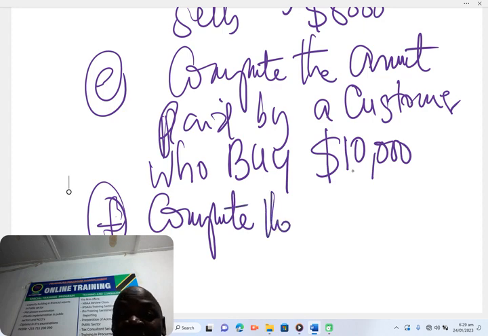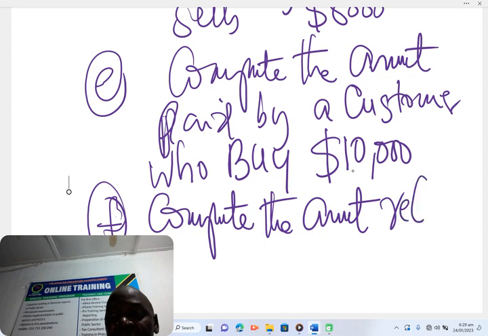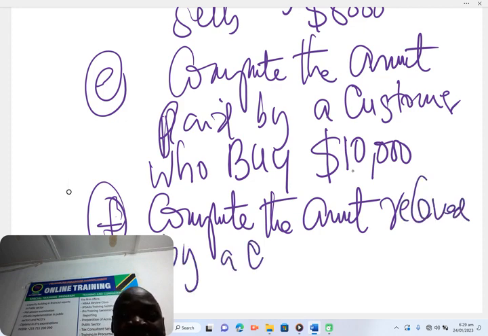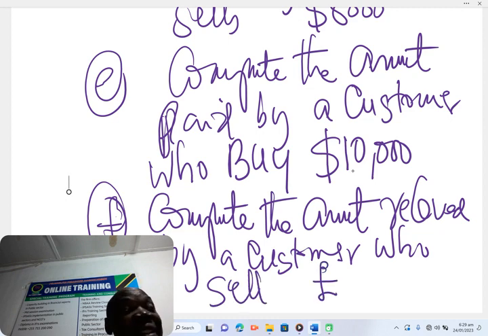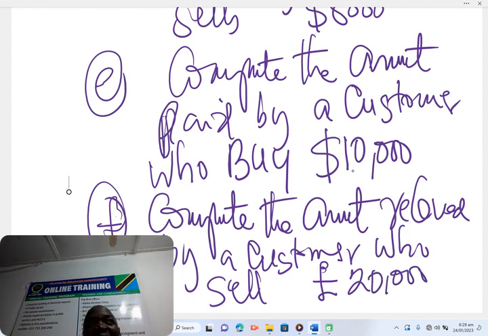The last one, part F. Compute the amount received by a customer who sells pound 20,000. So these are technical problems in Forex.